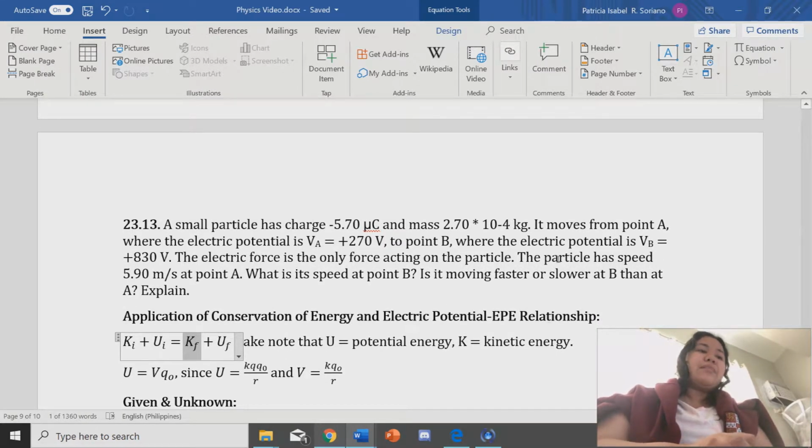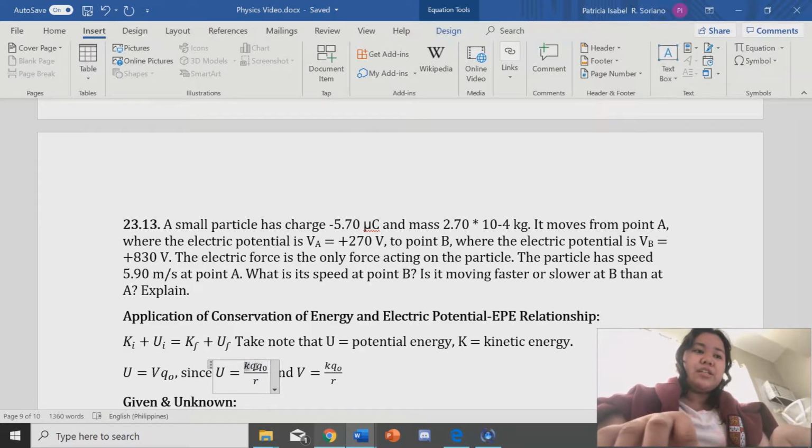Next would be our electric potential and electric potential energy relationship, which is simply U is equal to V Q naught, since our formula for U is simply K Q naught Q over R. This is a charge and this is another charge, and of course, K is our 9 times 10 raised to 9 constant, and R is our radius. It could also be signified with D, which is distance. It simply indicates the distance, either from the center to the surface, which is radius, or simply the distance between two particles.